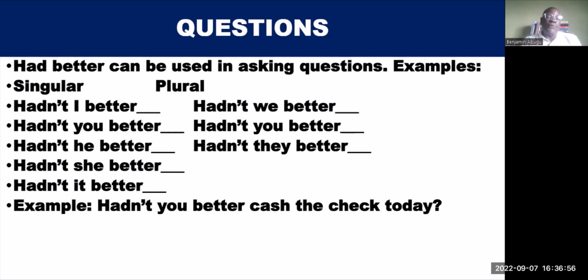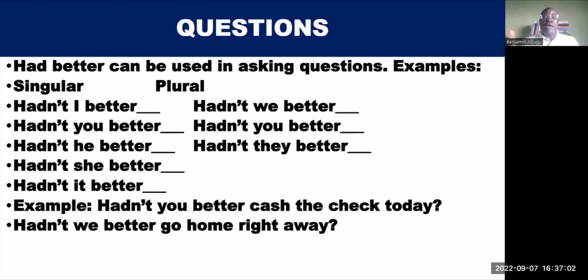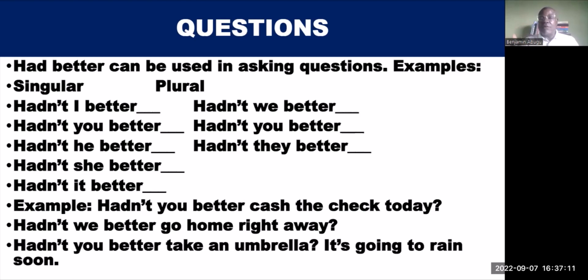Okay. For example, hadn't you better cash the check today? The banks will not open tomorrow. Hadn't we better go home right away? It is going to rain soon. Okay. Hadn't you better take an umbrella? It's going to rain soon. And so on and so forth.